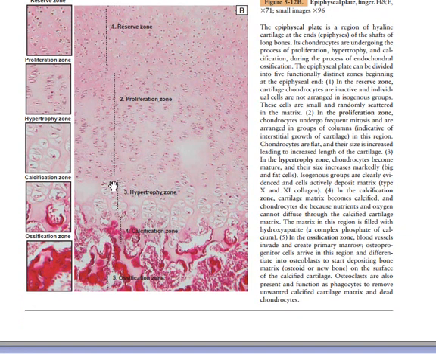The next is the hypertrophy zone. In the hypertrophy zone, the chondrocytes become mature and their size increases markedly. So this is the hypertrophy zone where the chondrocytes are mature and their size increases like that. So the isogenous groups are clearly evident in this hypertrophy zone.